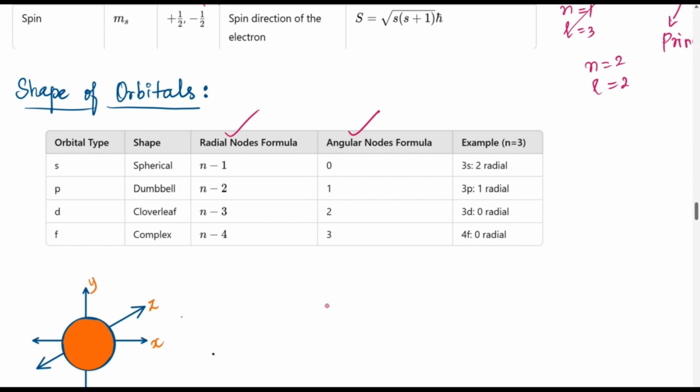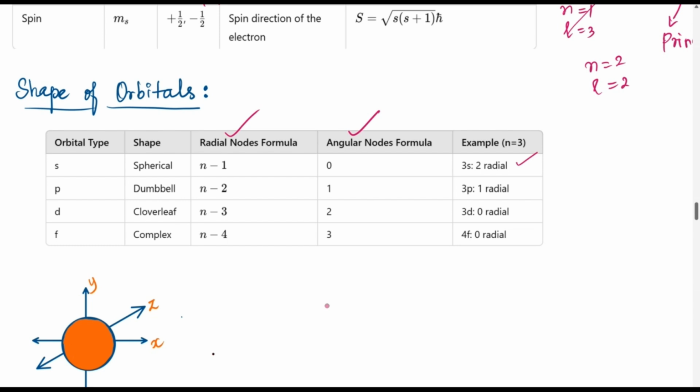Yes, we have. So talking about radial nodes and angular nodes, this s orbital, that is spherical in shape, the number of radial nodes you can count from the formula n minus 1. Let's say n is the third shell. So third shell, 3 minus 1, so the radial node is 2.